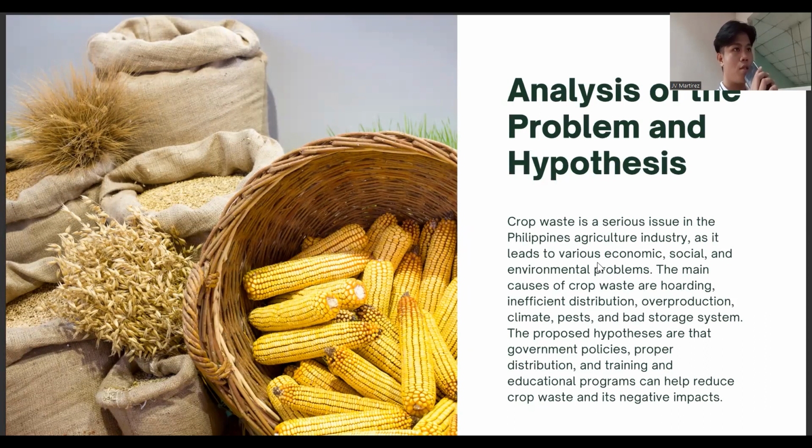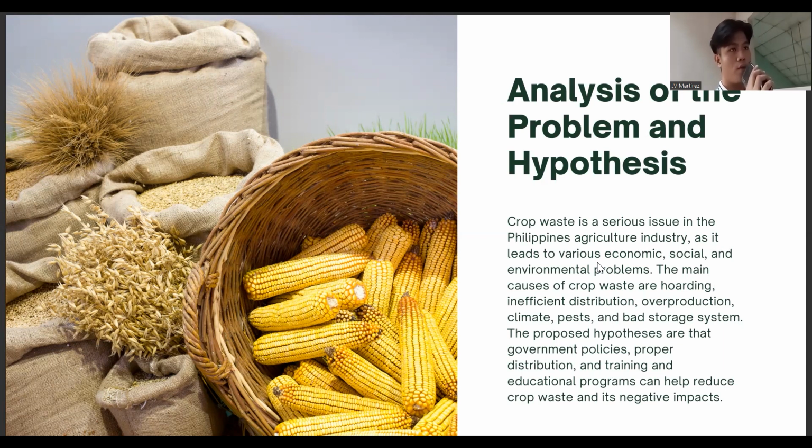Analysis of the problem and hypothesis. Crop waste refers to the loss of agricultural products from harvest to consumption due to spoilage, surplus, or other factors. According to a report by the Department of Agriculture, the Philippines produces about 30 million tons of agricultural waste annually, mainly from rice, corn, coconut, and sugarcane. This waste represents a huge loss of potential income for farmers and businesses, as well as a waste of natural resources and a source of greenhouse gas emissions. Moreover, crop waste contributes to food insecurity, hunger, and poverty, as it reduces the availability and affordability of food for the population.